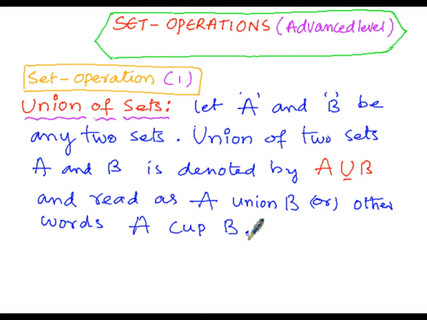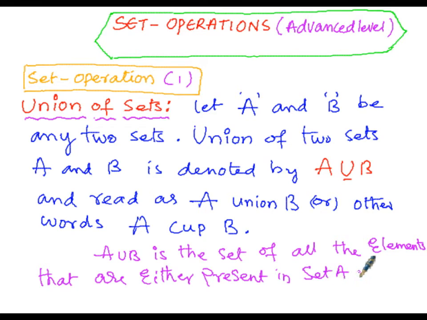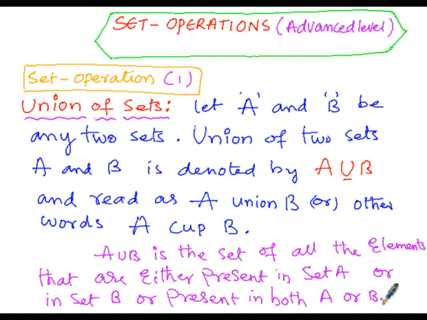So here A union B is the set of all the elements that are either present in set A or in set B, or present in both A and B. In this manner we will get the A union B set, that is the newly formed set, which consists of all the elements, either the elements of set A or the elements of set B, or present in both the sets, A and B.